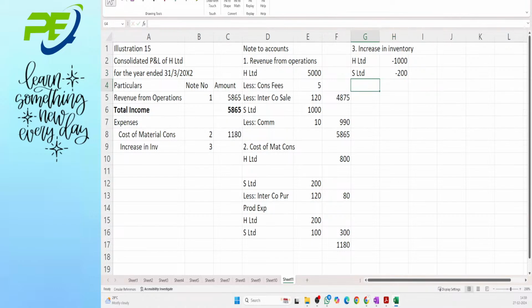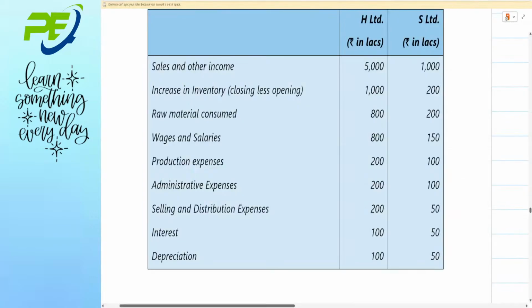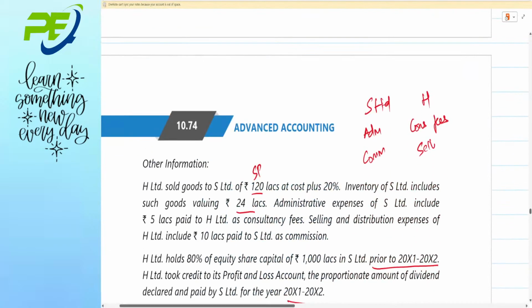Any adjustment required? Very good. Less unrealized profit. Now, unrealized profit, will you calculate on 120 or on 24? 24. Why, bhaiya? Because out of 120, the balance is sold. 24,000 is only left in stock.